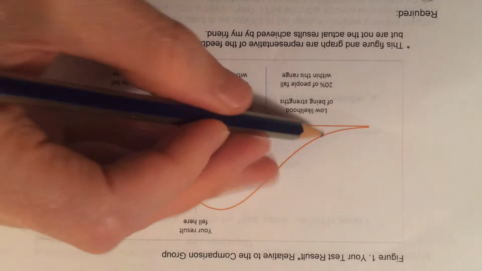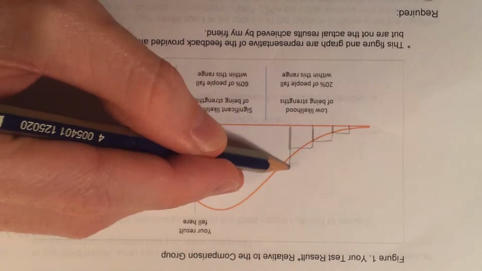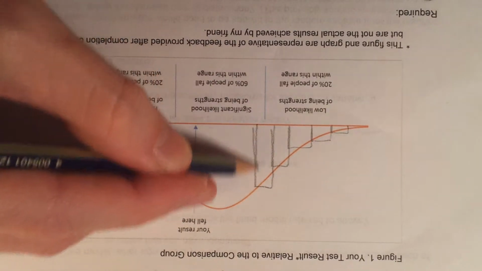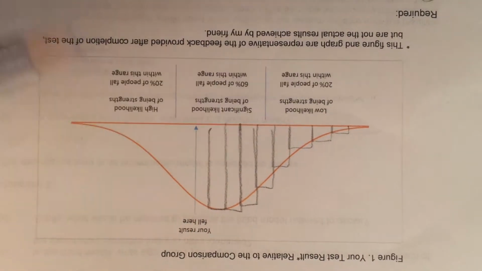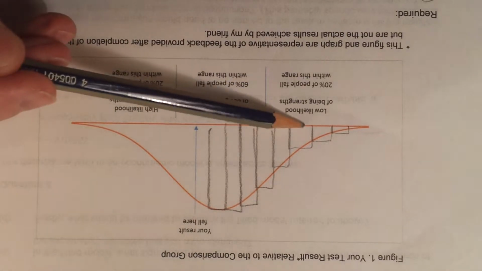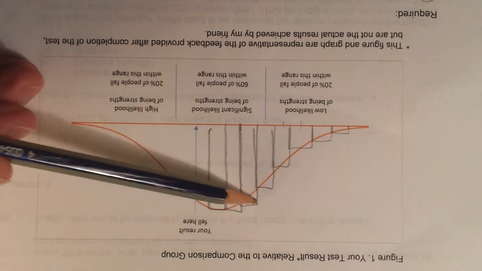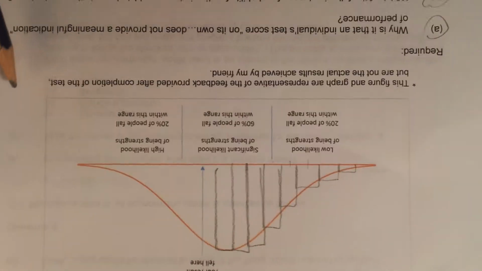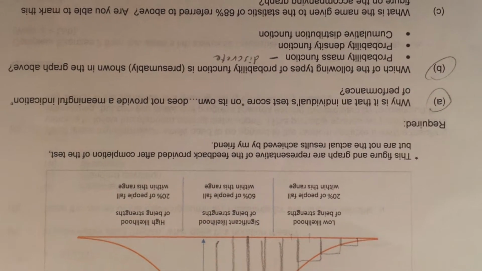A discrete probability distribution, if it was to follow this general pattern, would look more like something like this. So a probability mass function for a discrete variable can only take particular values, and it has these bars rather than a continuous function. So then, is it a probability density function or a cumulative distribution function?